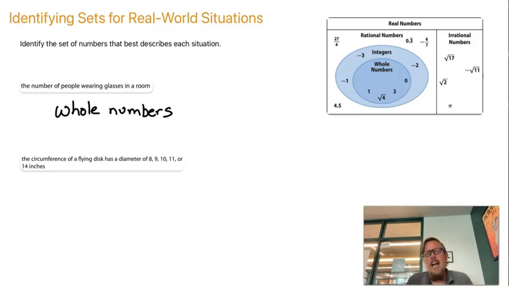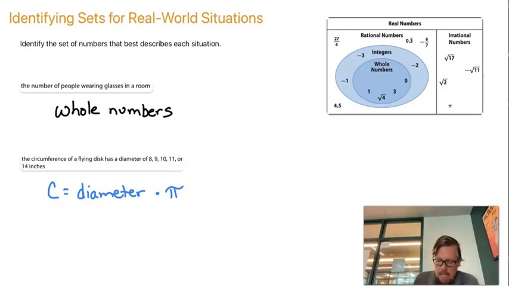The circumference of a flying disc has a diameter of 8, 9, 10, 11, or 14 inches. So to answer this question, we need to know how you find circumference. The way that you find circumference is that you take the diameter of something and you multiply it by pi. So I don't even necessarily care what the diameter is. I'm given some numbers in the problem, but it doesn't matter what numbers I'm given, because if I take any diameter and I multiply it by pi, my answer is going to be something that has pi in it.